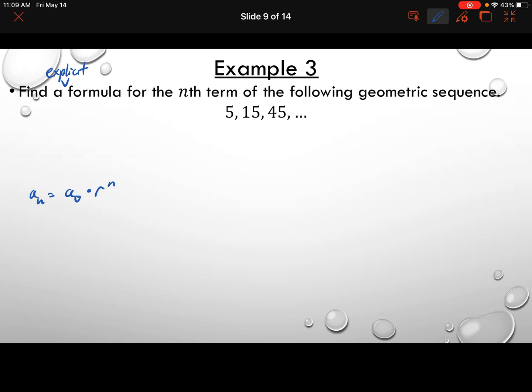So a sub 0. Well, let's find out what the common ratio is first. Now, some of you might be able to look at this sequence of numbers and know right away, oh, it's just multiplying by 3 every single time.